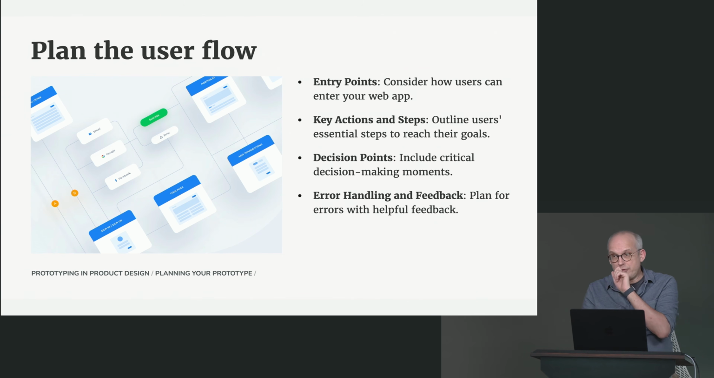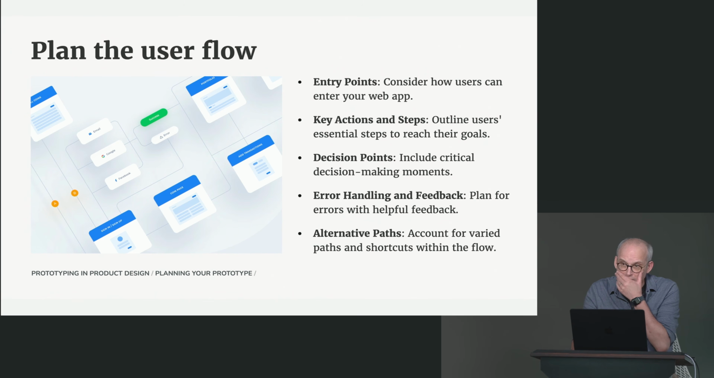And error handling and feedback, right? So I try and think through, where are things likely to go wrong? How are they likely to go wrong? And how am I going to respond to that? So a user flow is basically a series of individual screens that show the flow through the application and branching points where certain decisions are being made, etc. So yeah, I'm a fan of those.